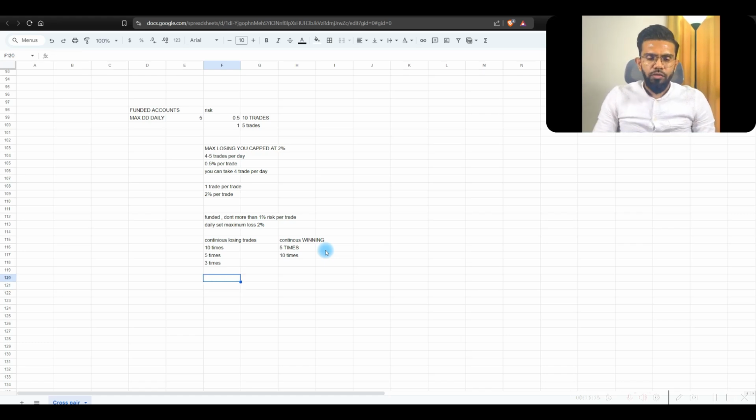If you're going for a 100K account, you need to set all that. So we covered your personal account and your 100K account. Even for your personal account, set a daily maximum loss and also a weekly loss. If you lose like 5% or 10% of your account, don't trade for the week. Wait for the next week.